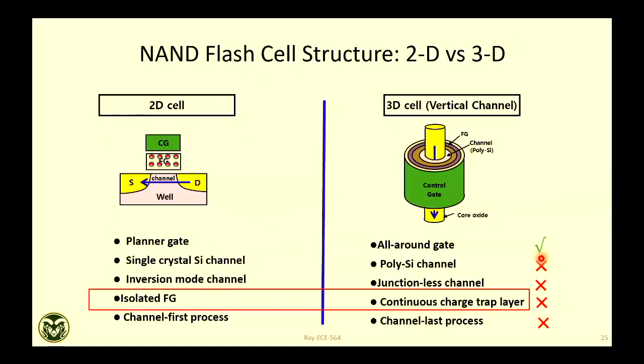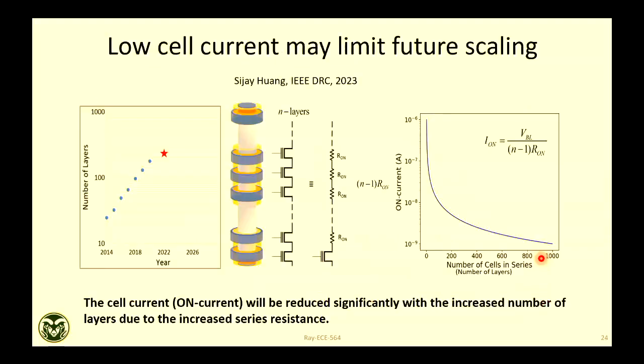Isolated versus continuous charge trap layer, right? Any questions? I'm going a little bit fast because I have four or five minutes, but slides will be up. You can see this is just conceptual understanding of how on-current will change with the number of layers if every cell or every interlayer resistance is given by R_on.